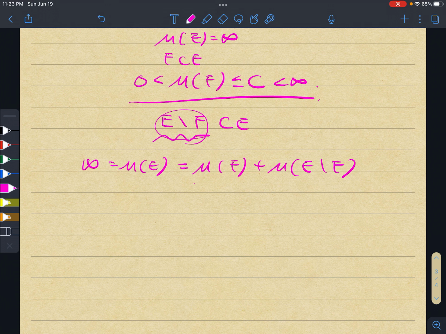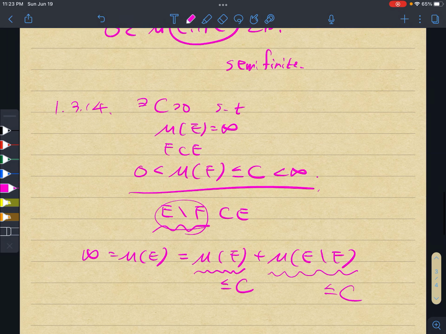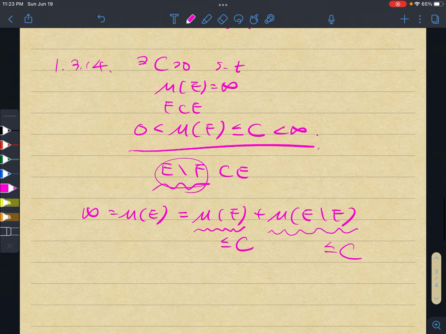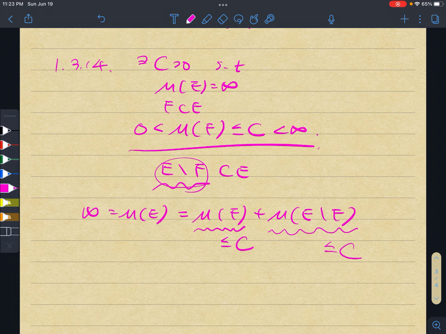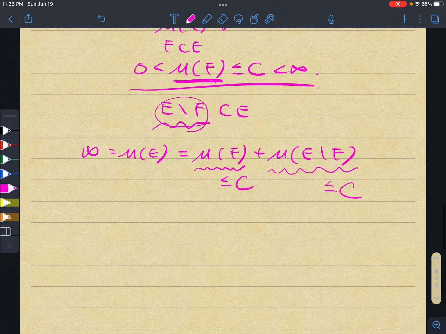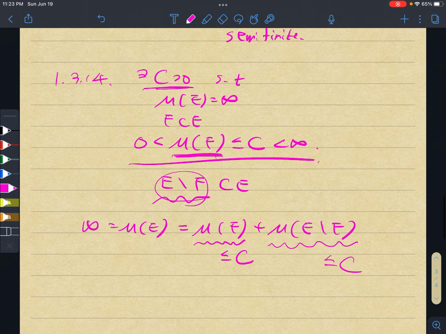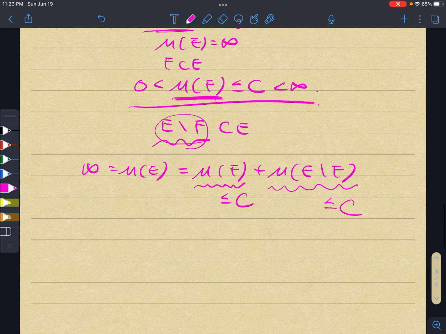And we know that mu F is smaller or equal to C, and we'll assume that mu of E minus F is also smaller or equal to C, because we already said that there is a C such that every subset of E has measure smaller or equal to C. It's our condition. Otherwise, we can see that there's some set which has a measure that's bigger than C. So that's not what's going to happen. At least our assumption is. So both have to be smaller than C.